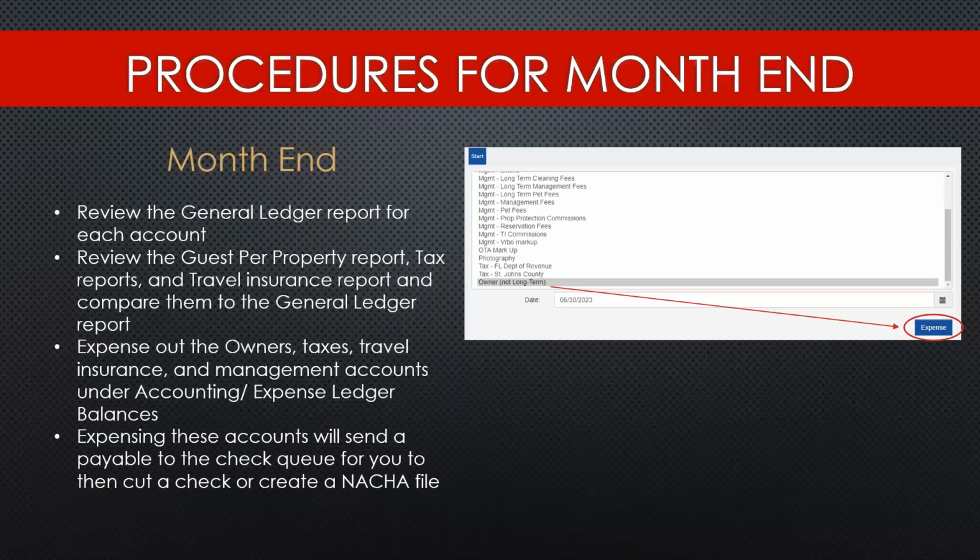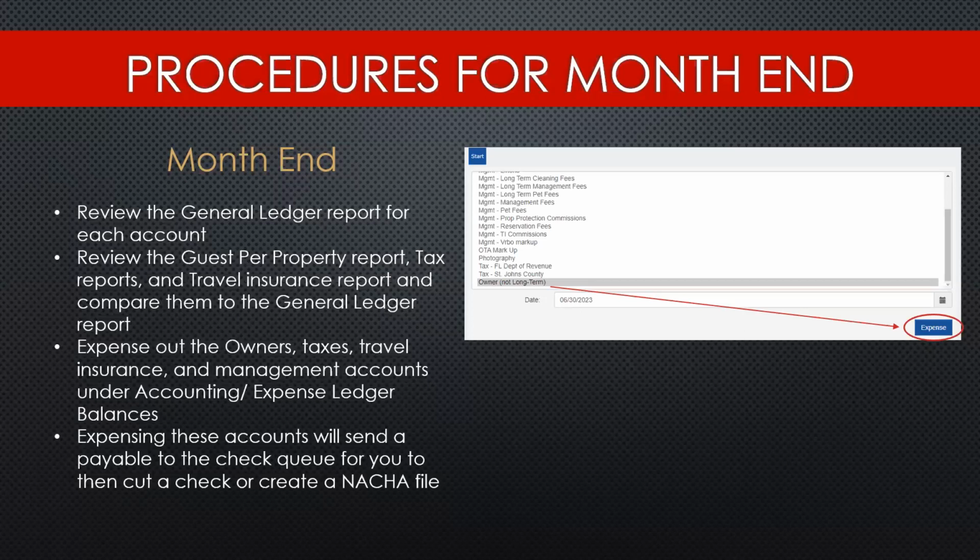Tax reports, you're wanting to make sure that those match your general ledger. Travel insurance report as well. You want to make sure what's there is what's supposed to be paid out. And then once you've done that whole review process, the next step is to start expensing those out. And you'll expense out your owners, your taxes, your travel insurance, your management accounts.